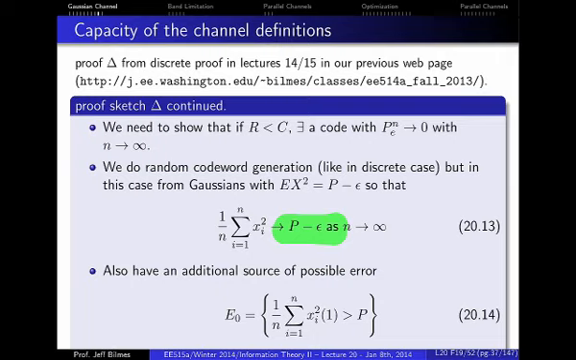Now, since it's a Gaussian, we have an additional source of possible error. We had 3 different types of errors last time, and now we have an additional source of error: what happens if the code word exceeds the power constraint, which is not something that is impossible. But by the weak law of large numbers, since p is equal to the average, as n goes to infinity, the probability of that error happening also goes to 0. Probability of E0 goes to 0 as n gets large.